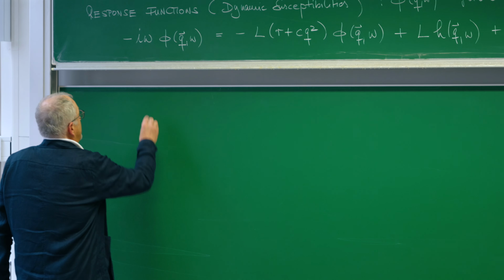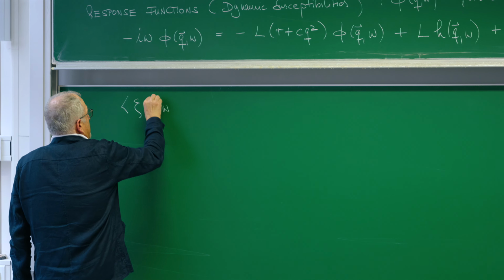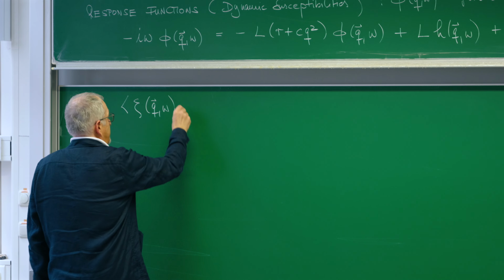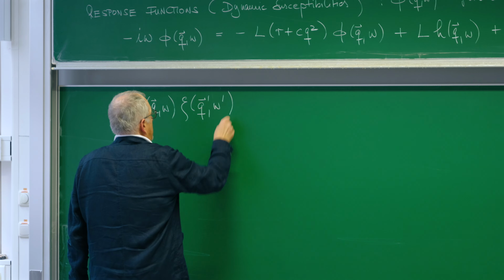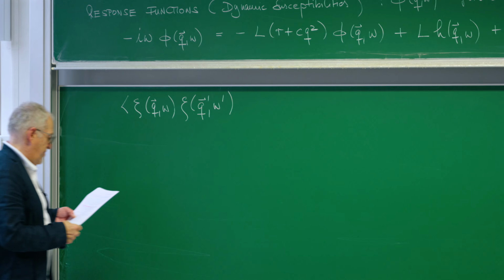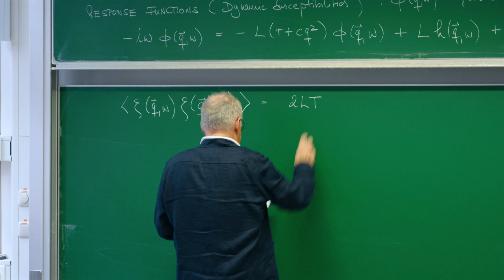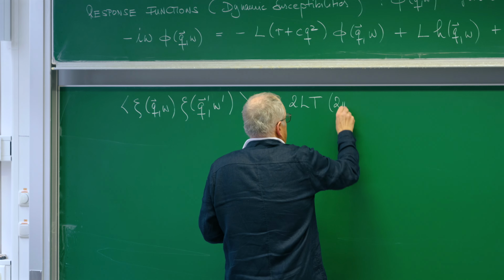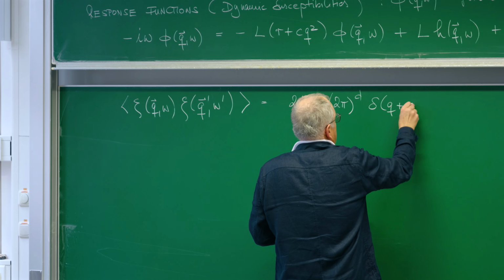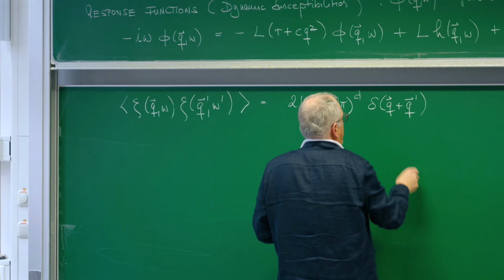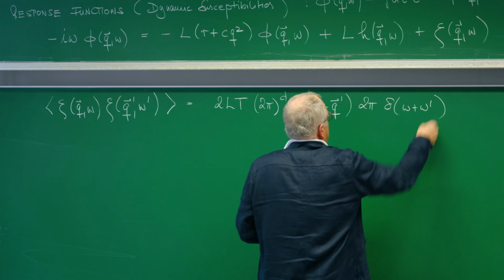And for the noise correlation, if I write it fully in frequency and momentum space, this is then the average of theta of q and omega and q prime and omega prime, which is 2LT, (2 pi)^d delta of q plus q prime, and 2 pi delta of omega plus omega prime.